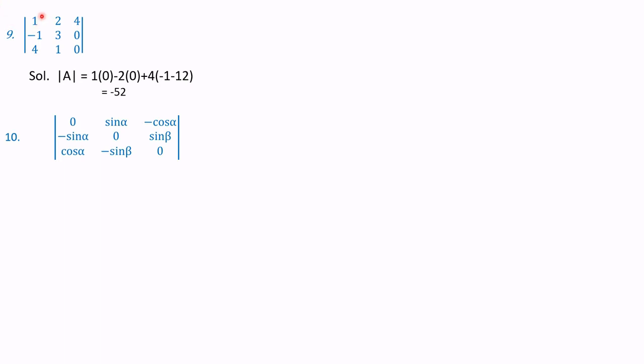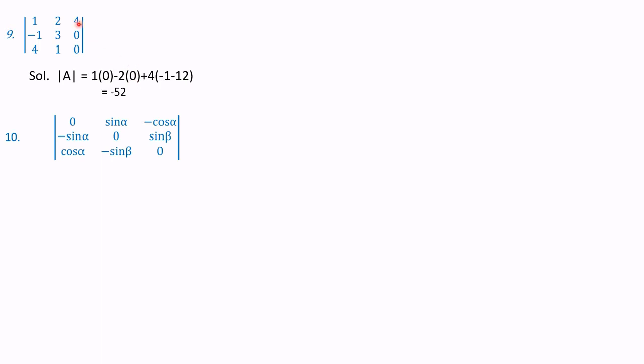1 into 3 into 0 is 0 minus 0 into 1 is 0. So the first item is 1 into 0. Second element is 2. So minus we have to take because first column was plus and second is minus. So minus 2 into, delete this column, minus 1 into 0, 0 into 4 is 0. So the second item also is 0. The third one is 4.